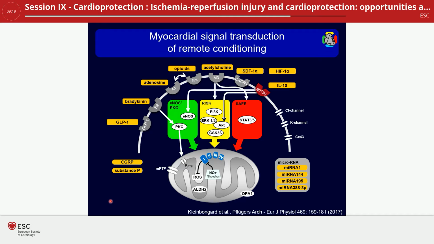So this is a more general scheme of the signal transduction. What is depicted here is an ideal cardiomyocyte with the sarcolemmal surface and a number of receptors for various ligands that have been, by someone in some experiment in some species, shown to be associated with cardioprotection.